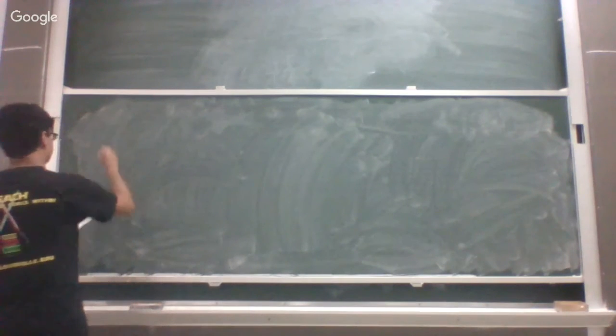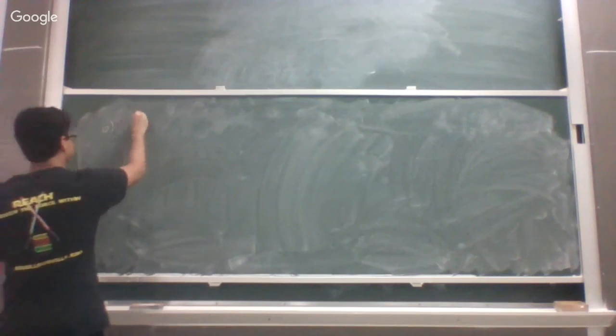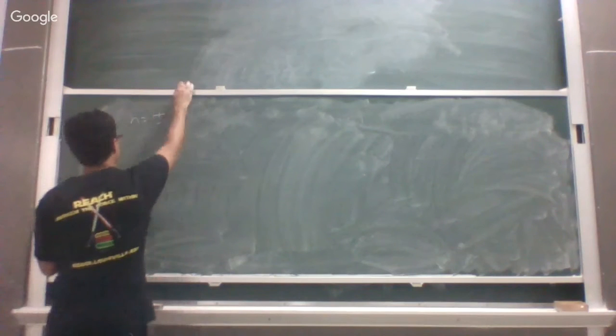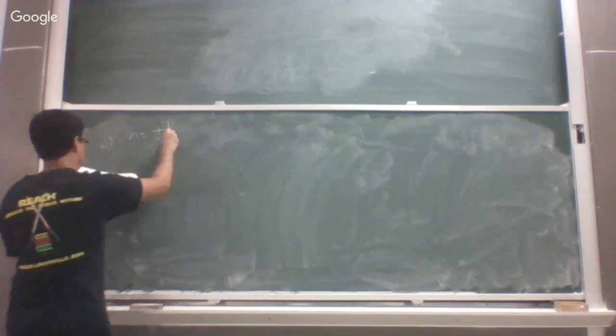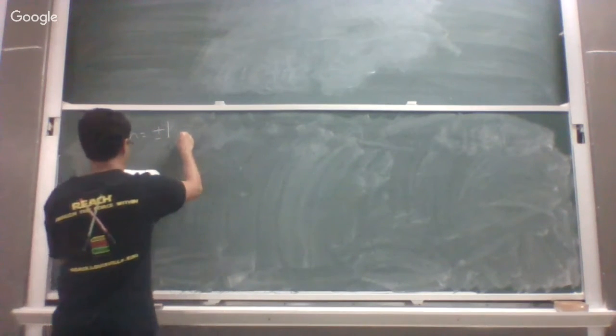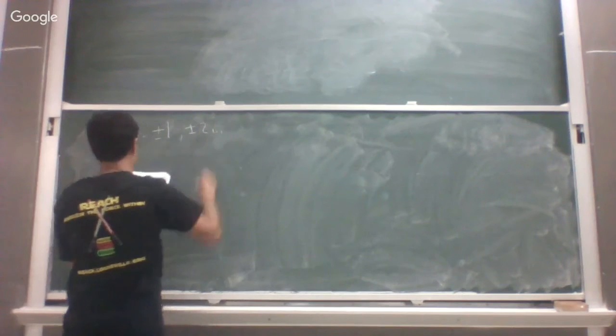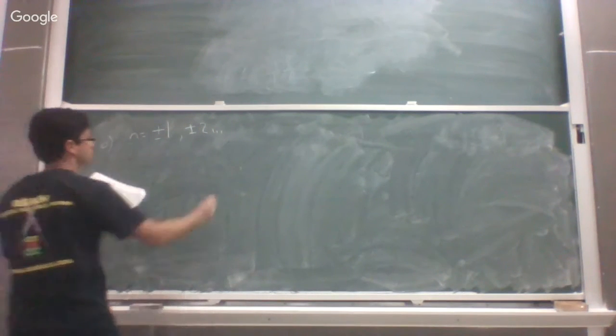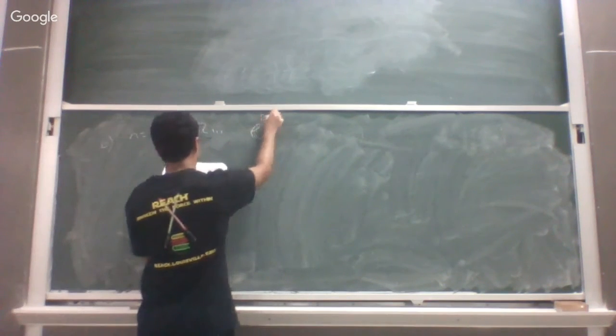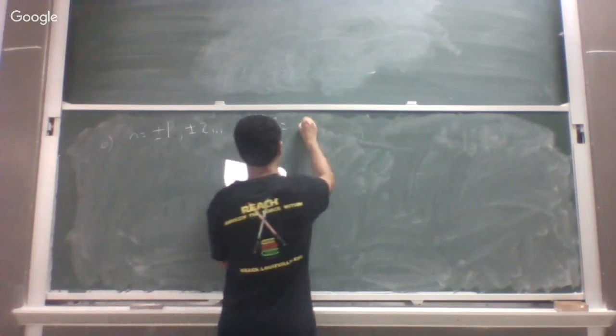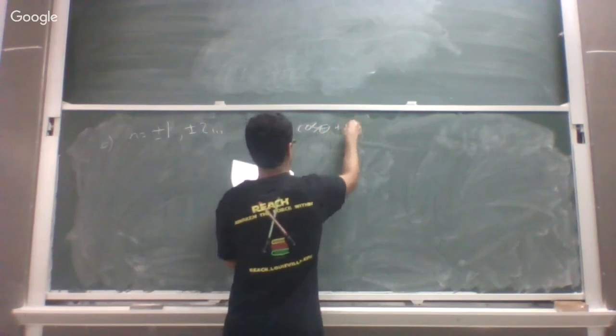Okay, for B, they tell us n goes from plus minus 1 to plus minus 2 and on, so it doesn't equal 0. And they also tell us that e to the I theta is equal to cosine of theta plus I sine of theta.